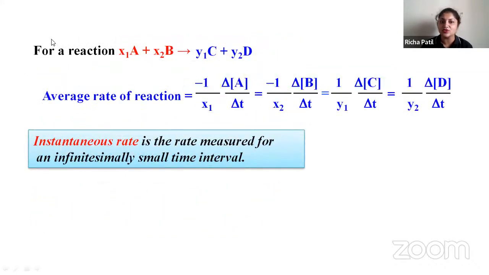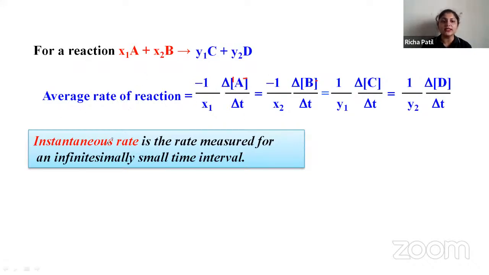So next, for a reaction, if you have such a reaction, that is x1A plus x2B gives you products y1C plus y2D, then the average rate of the reaction you write like this. This is the equation for the average rate. The brackets represent concentration. Delta t is change in time. Small t indicates time, so it tells you about the change in time.